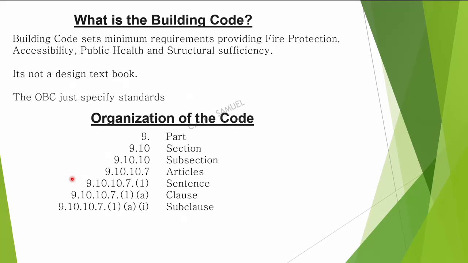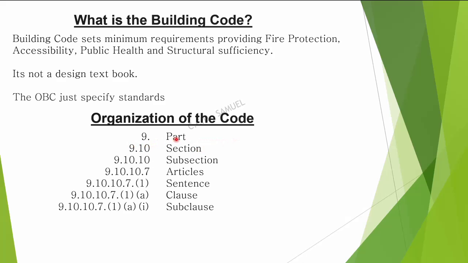Now, what is the Building Code? The Building Code sets minimum requirements providing fire protection, accessibility, public health, and structural sufficiency. Please note, it is not a design textbook. The OBC just specifies minimum standards. Now, with that being said, let's look at the organization of the code.